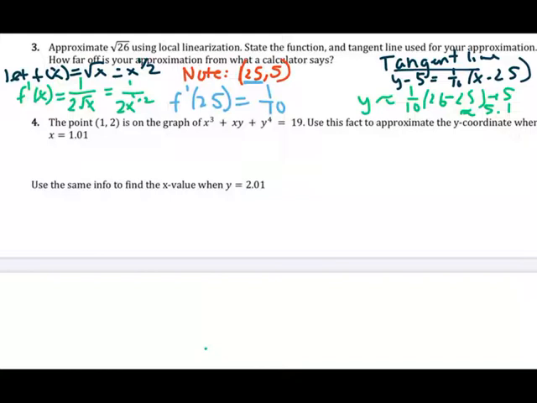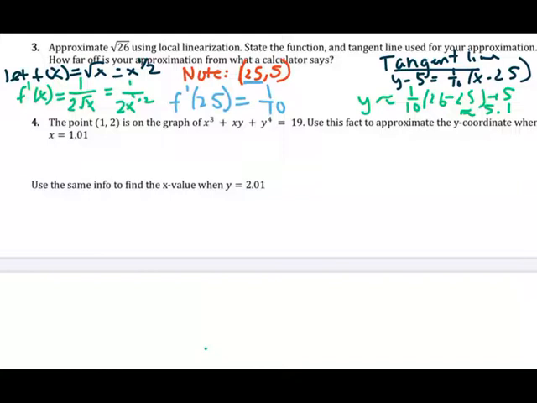We can hit second x squared, 26. The square root of 26 is 5.099. If you were rounding at the third decimal place, this would round up to be 5.1. So this is a very good approximation of the square root of 26.